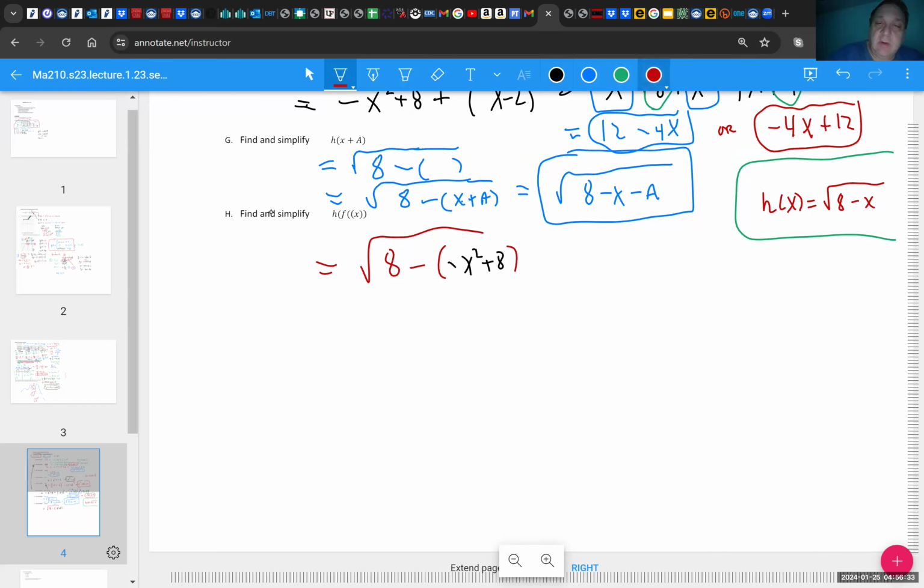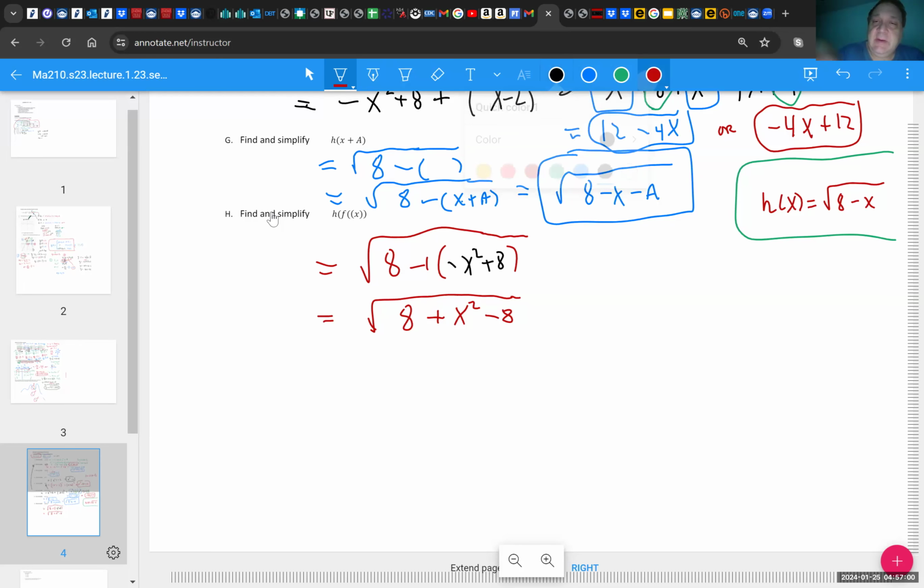And this square root should go all the way across. There we go. And I have to simplify this thing. Well, I will distribute because it's multiplying negative 1 times the parentheses of things added together. So this is 8 minus 1 times negative x squared is positive x squared. And negative 1 times positive 8 is negative 8. There are two constant terms, and they combine together to equal 0.